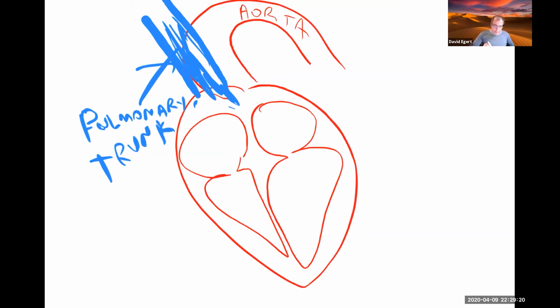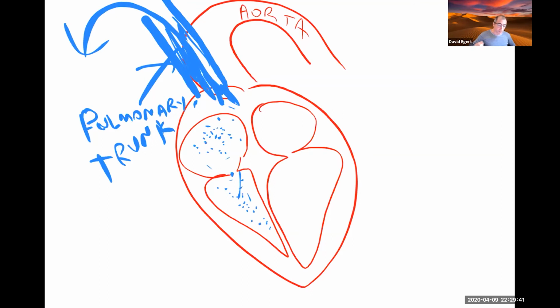Normally you'd have the deoxygenated blood coming back into the right atrium, going down into the right ventricle, and then going out the pulmonary trunk to go to the lungs. But since we don't want to send all this blood out to the lungs, there are two things that short circuit that. One is going to be right across the atria.